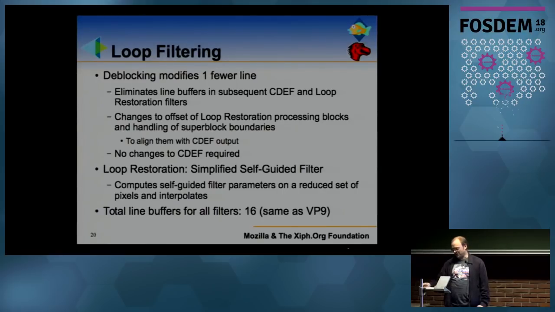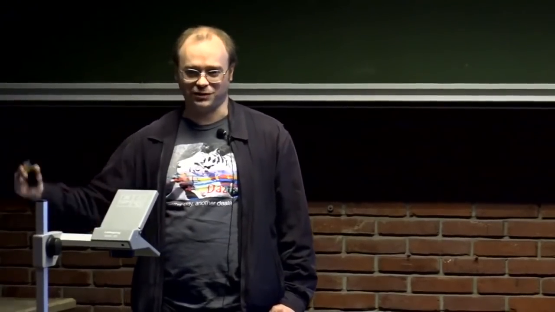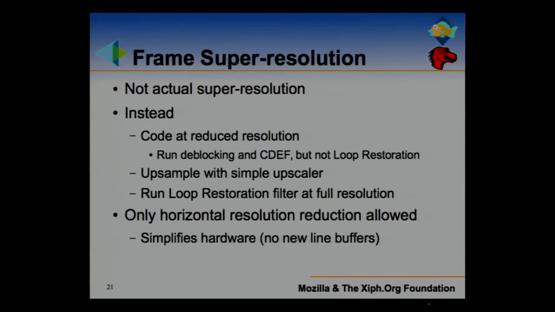The upshot of all of these changes is that the total number of line buffers that you have to buffer in hardware for all these things is now reduced to 16. It was 30 before all these changes, so it's kind of a significant reduction, which is also conveniently the same number of line buffers required by VP9. So despite the fact that we have two entirely new loop filters, we don't require any more buffering, and that makes hardware vendors happy. All right, 5 minutes left. Don't worry, we're almost there.